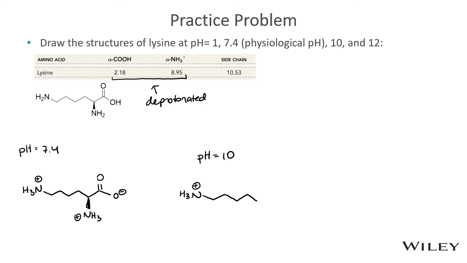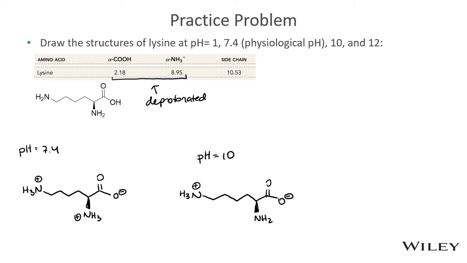So go ahead and draw our side chain first. Then we will draw our alpha carboxyl group deprotonated with a negative charge, and the alpha amino group also deprotonated, so it's now going to be neutral as well.